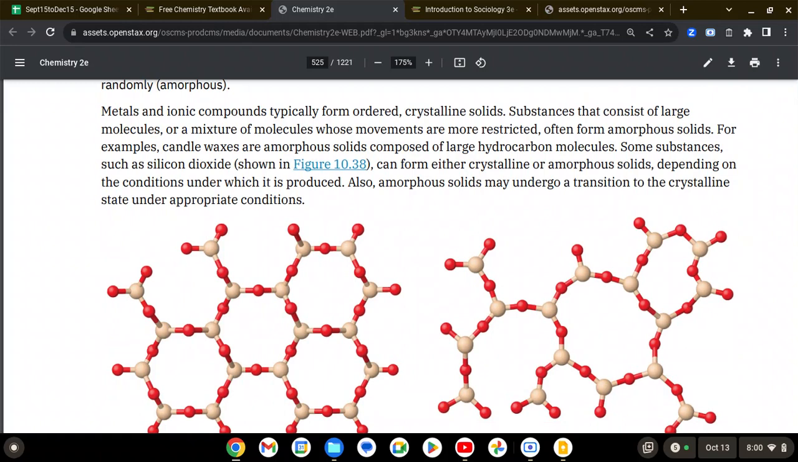Metals and substances or mixtures of molecules whose movements are more restricted often form amorphous solids.